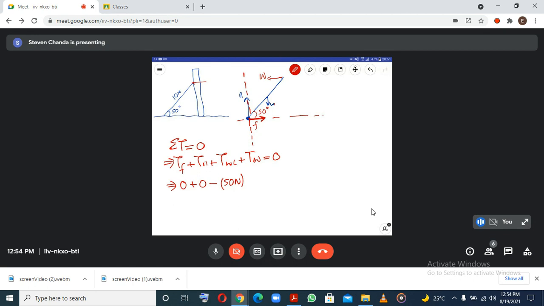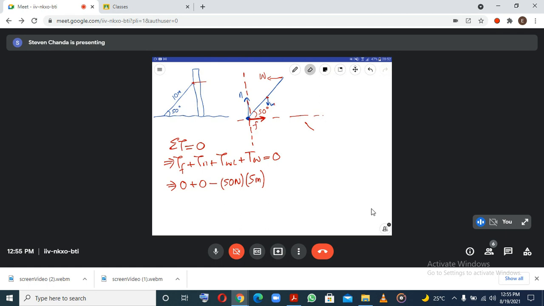Okay, so it's going to act at the center of gravity, which is the midpoint of the ladder, which is going to be 5 meters. But then you see that this particular weight, usually weight has to come like this, right? It has to be 90 degrees to the ladder, but you see that this weight is at an angle.